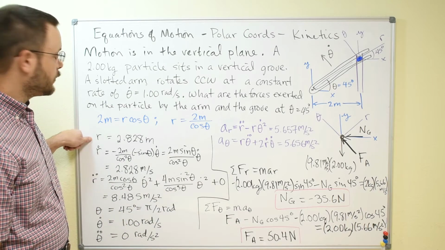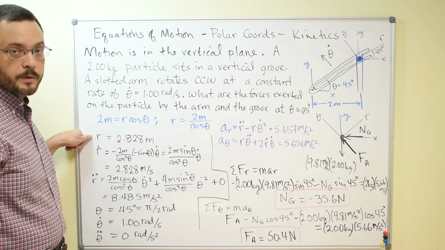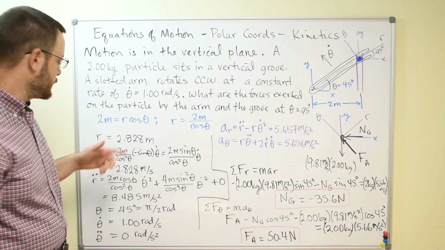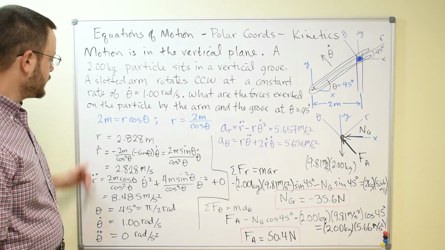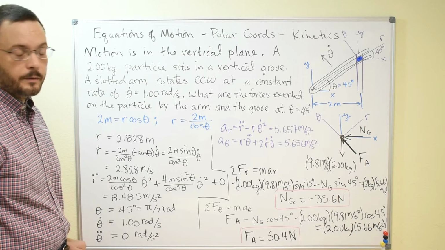We can plug in 45 degrees and then we can get that value for R. Remember, with these problems, just like with the kinematics approach with polar coordinates, we're going to just fill in this table: R, R dot, R double dot, theta, theta dot, theta double dot.